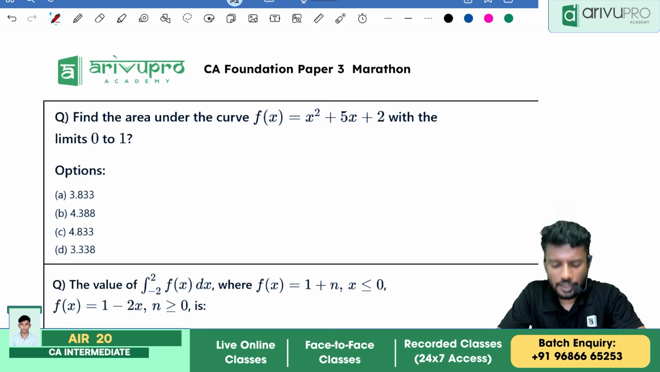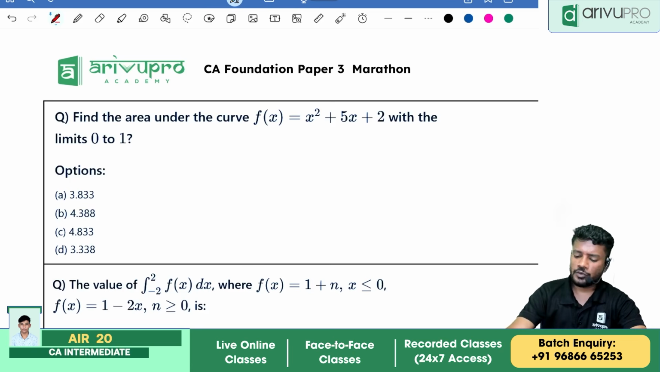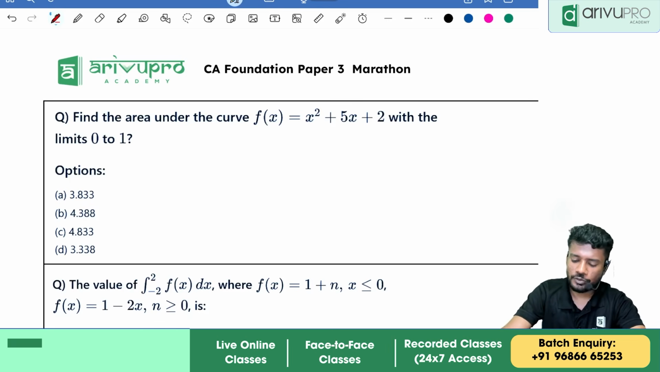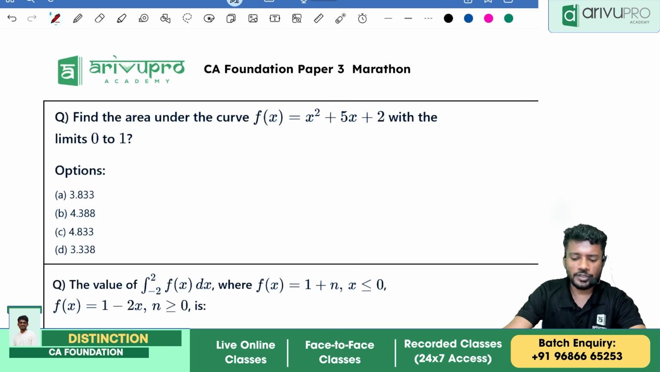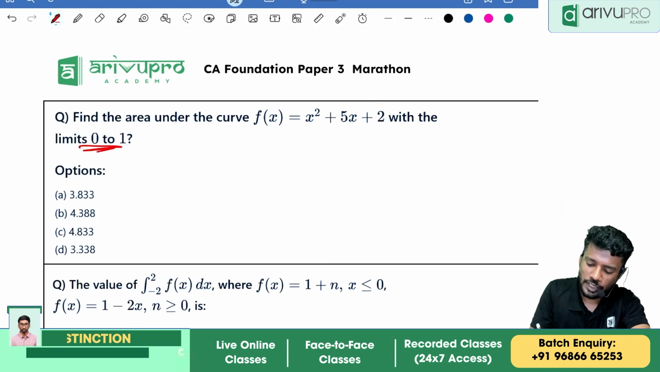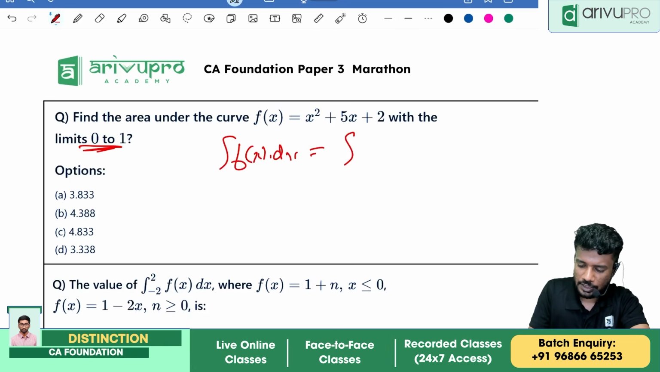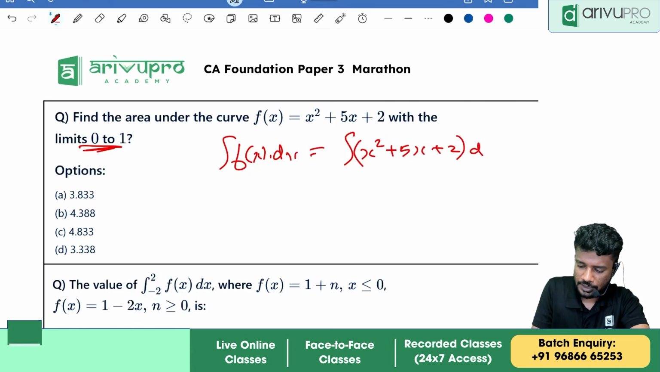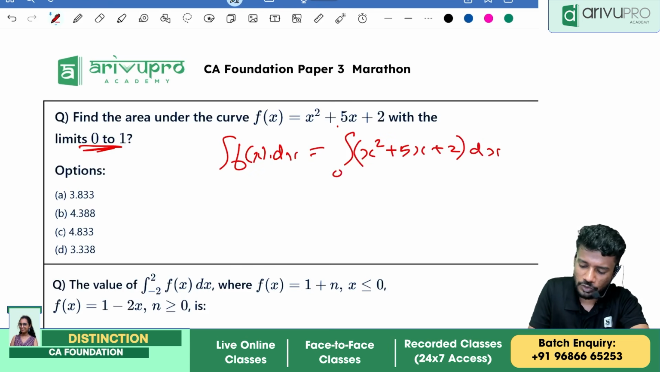Find the area under the curve f(x) = x^2 + 5x + 2 with limits 0 to 1. How to do this? How can you find the area under the curve? Just integrate and apply the limit from 0 to 1. So integral of f(x) dx is equal to integral of (x^2 + 5x + 2) dx from 0 to 1.